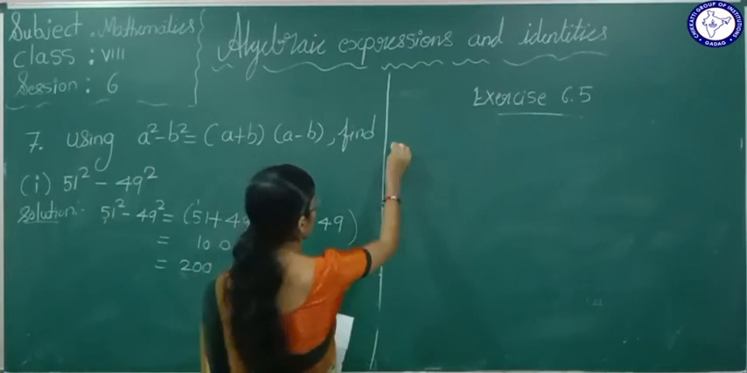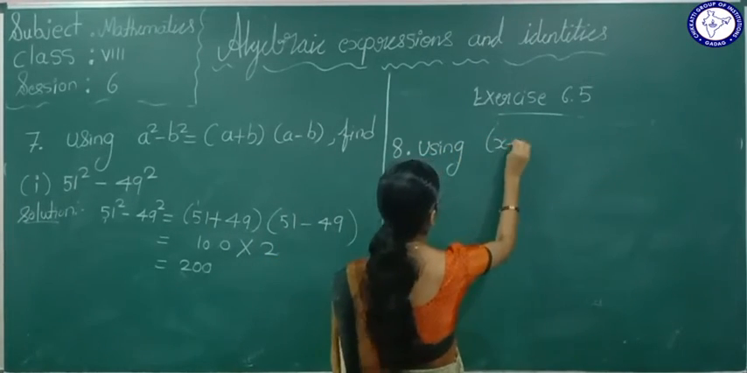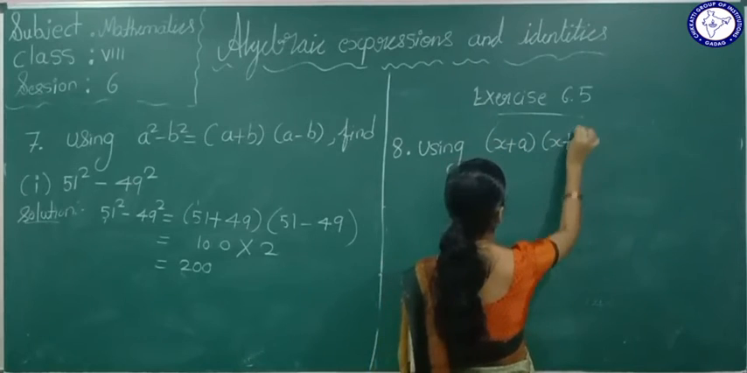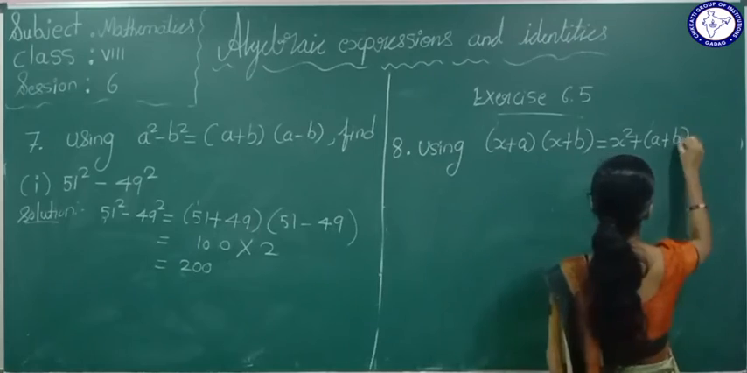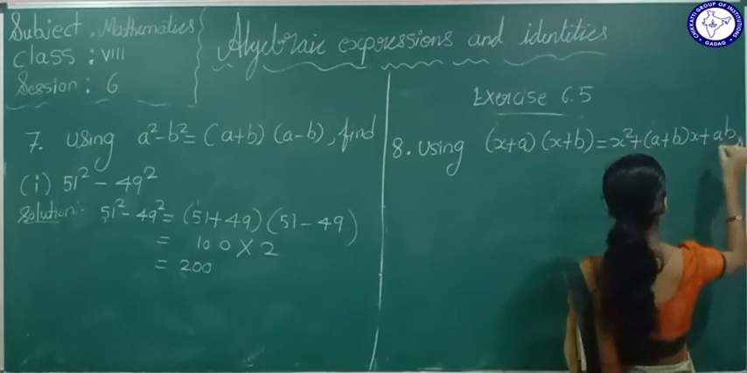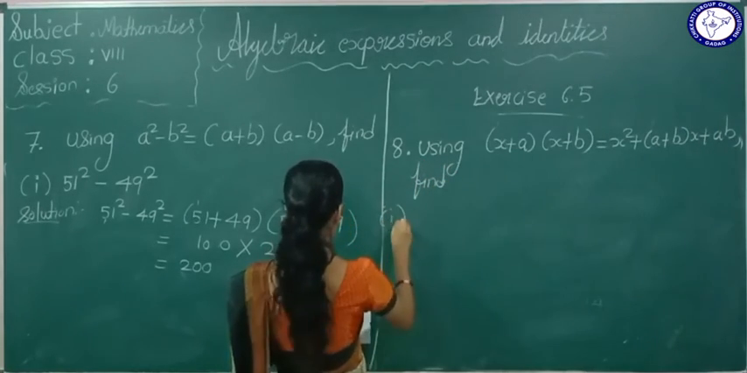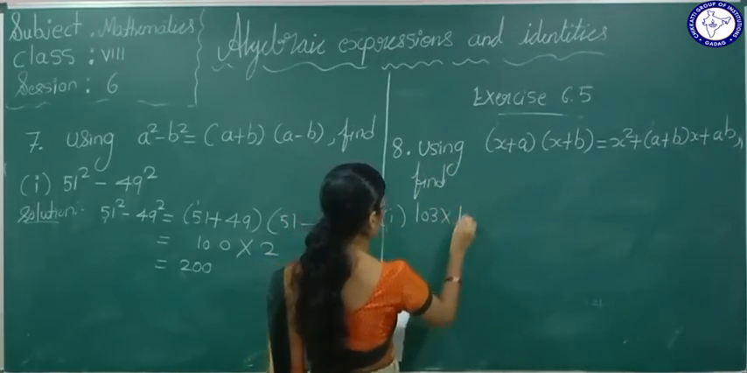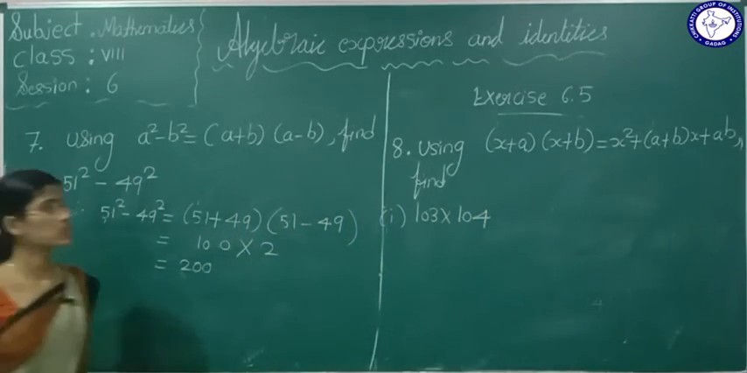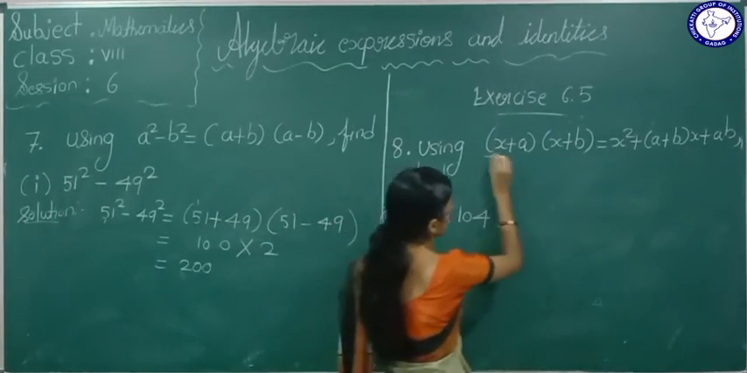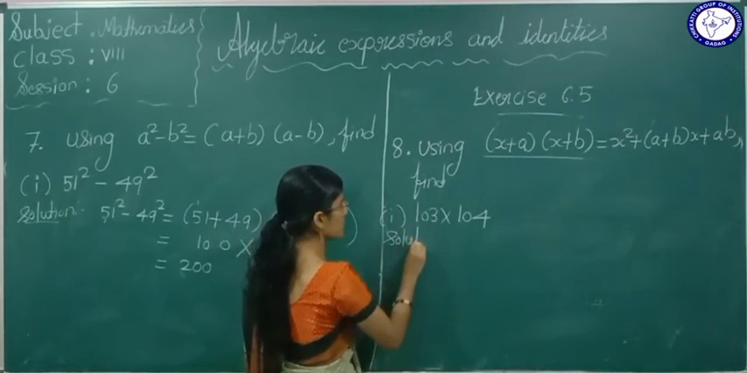Now say 8th main, using (x plus a) into (x plus b) is equal to x square plus (a plus b) of x plus ab, find. First one they have given 103 multiplied by 104. Now see students, they told to use this identity. Using this identity we have to solve this. See solution.